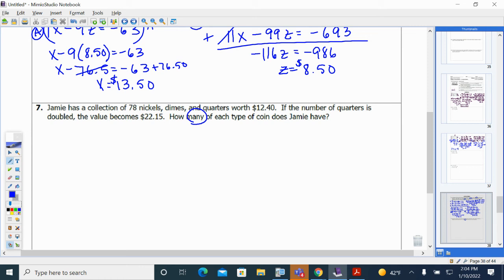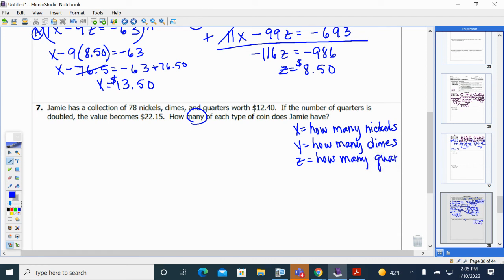So if we let X be how many nickels, and Y be how many dimes, and Z be how many quarters, that's going to help us get this set up. We know he has 78 total. So the number of nickels plus the number of dimes plus the number of quarters is equal to 78.